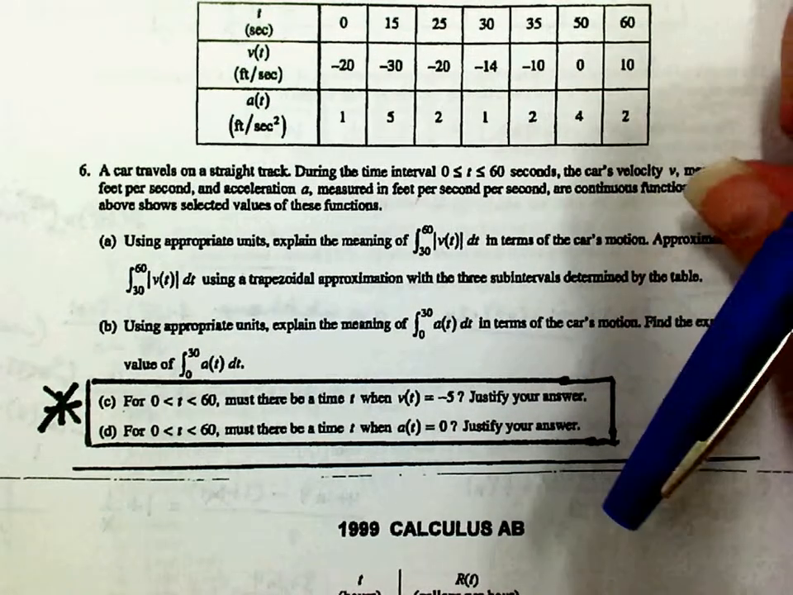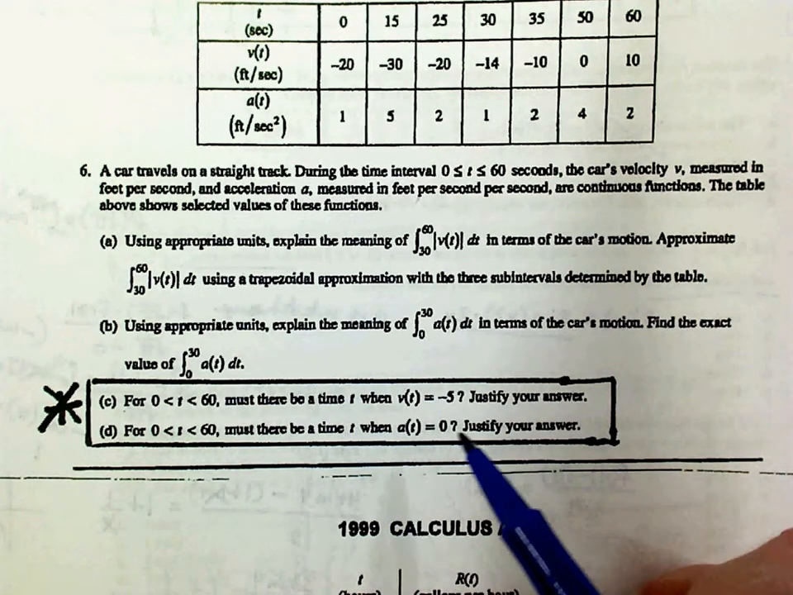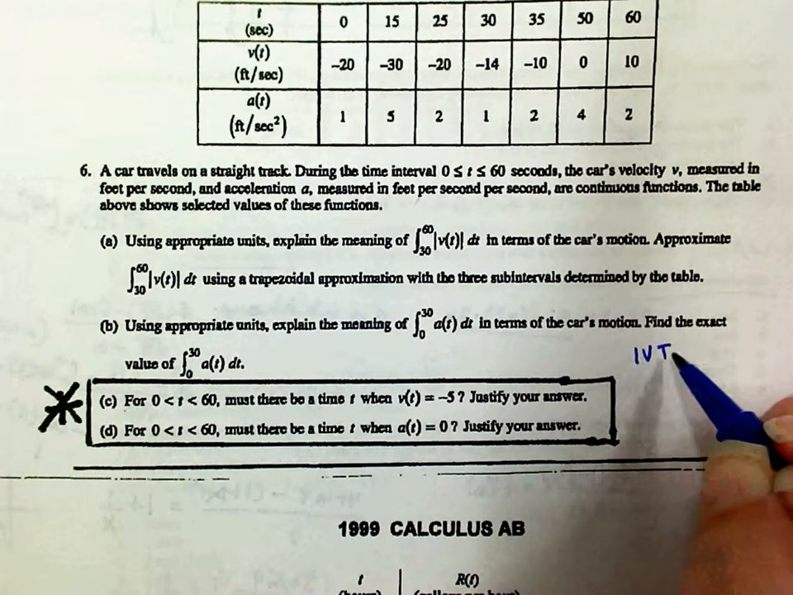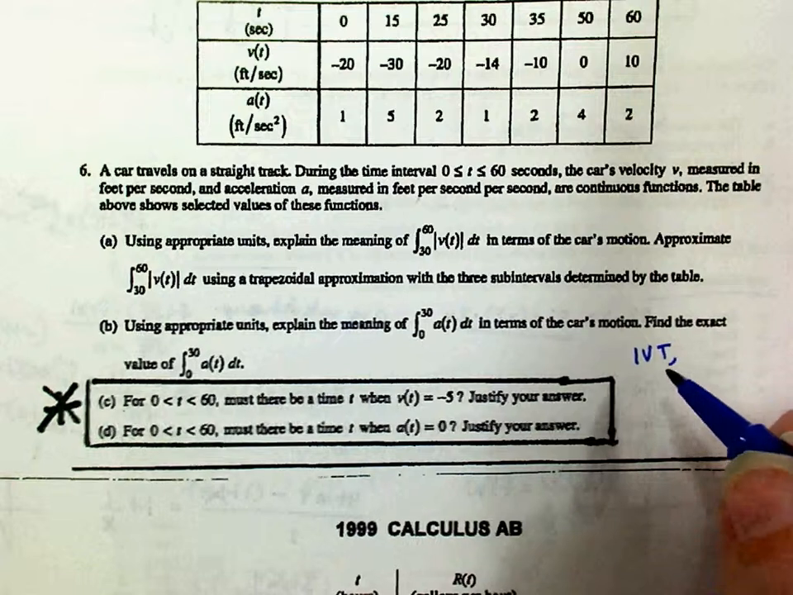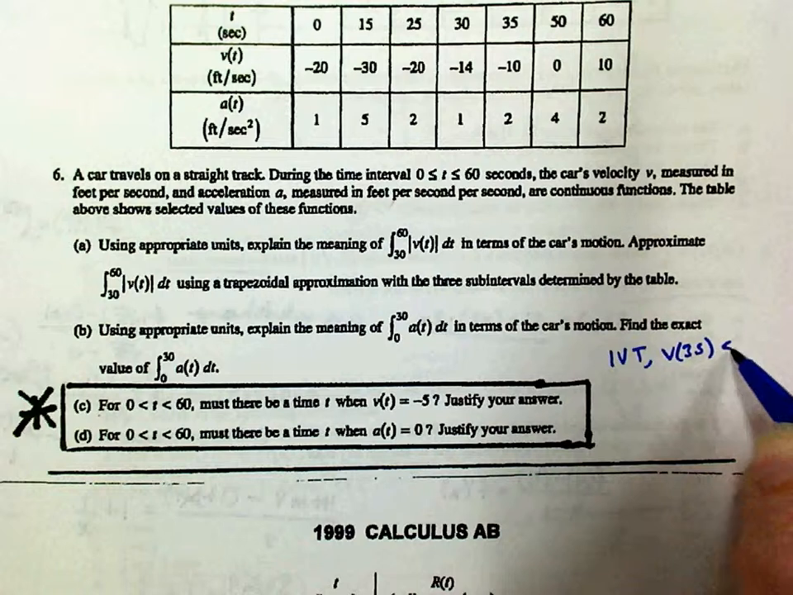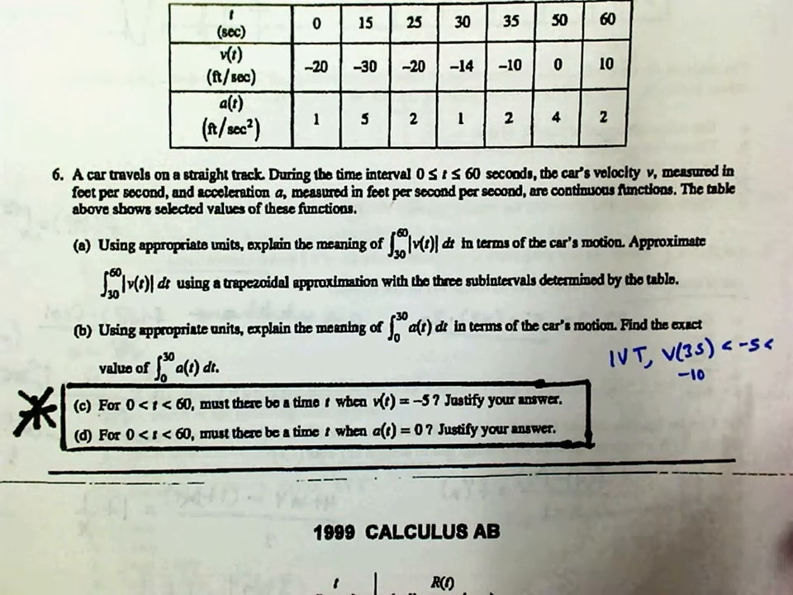Okay. For 0 to 60, must there be a time when velocity equals negative 5? Why? And where? Okay, so I would say velocity at 35 is less than negative 5, which is less than, hey, velocity at 50, yeah? Which is 0.